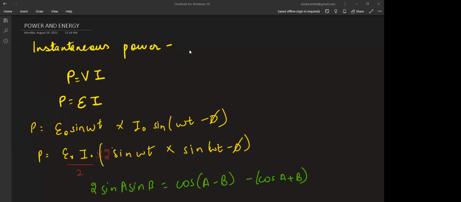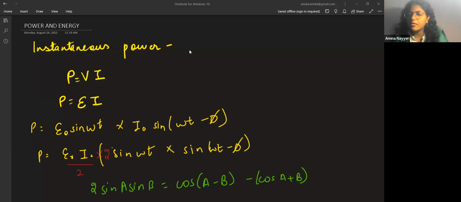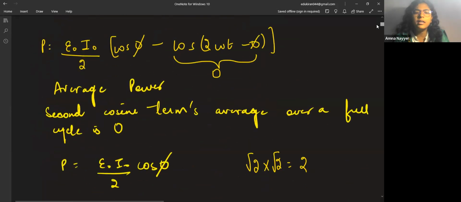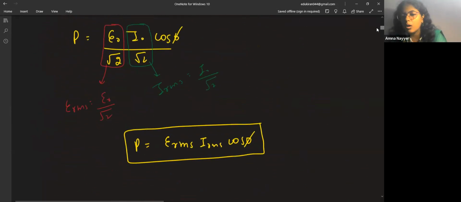So in the last class, we had started with power, right? This derivation we had completed, and we reached the conclusion that the formula of power is ERMS multiplied by IRMS into cos phi, where phi is basically the phase difference that occurs between current and voltage, whatever is given depending upon the device. Now, ERMS you can further write as E naught by root 2, and IRMS as I naught by root 2.